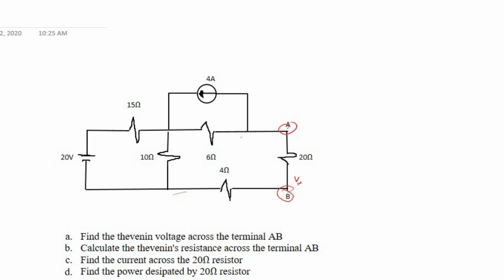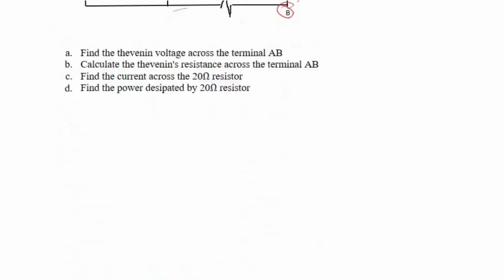We are also asked to calculate the Thevenin resistance, and also to find the current across the 20 ohm resistor. We are also asked to calculate the power dissipated by this 20 ohm resistance. So let's quickly dive into solving this question. You should know Thevenin theorem by now.